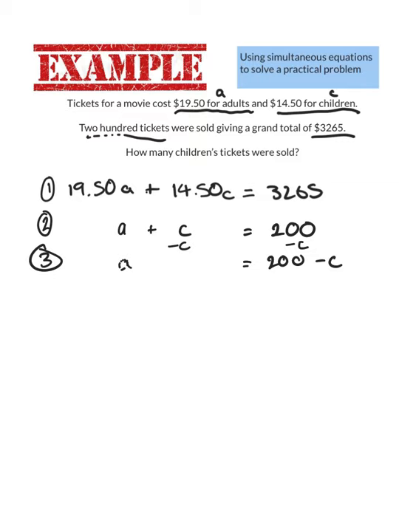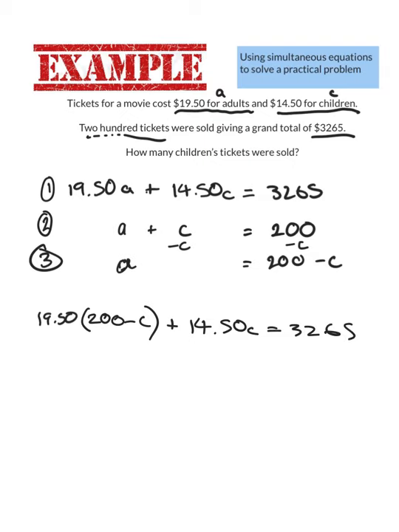Alright, now we're going to take equation 3, where A is equal to 200 minus C, and sub that into our first formula. So formula 1 is now going to be 19.50 A. Alright, but we're going to sub in for A. So that is equal to 200 minus C, so we're multiplying that by 19.5, plus 14.50 C equals 3265.